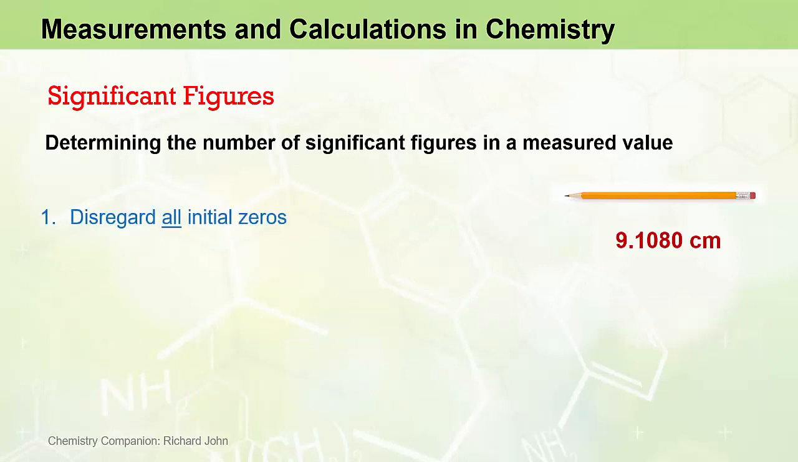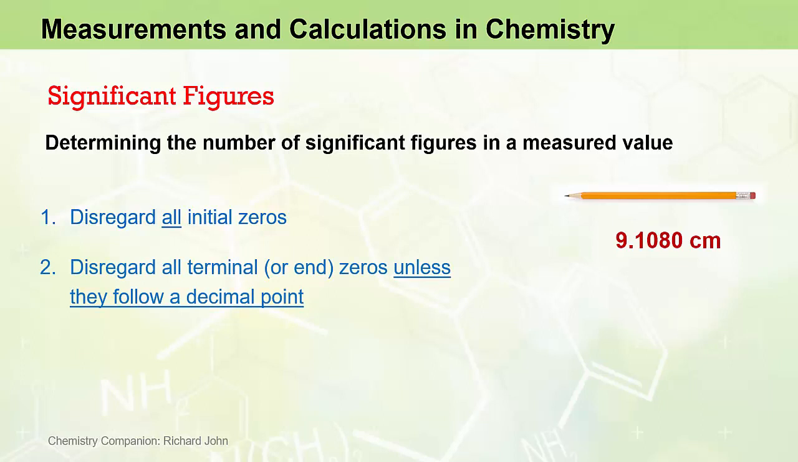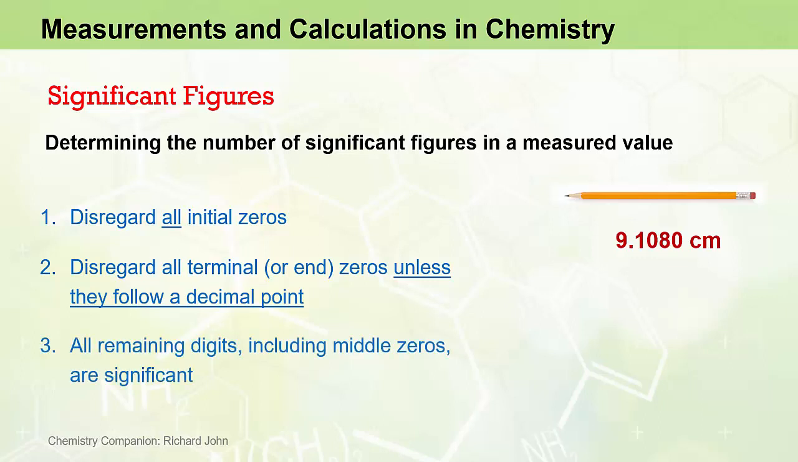simple rules. The first rule is to disregard all initial zeros in the magnitude of the measured quantity. Second, we're going to disregard all terminal or end zeros unless they follow a decimal point. Third, all remaining digits, including middle zeros, are significant. The measured value for this pencil on the right-hand side, therefore, has 5 significant figures in it, and in this particular case, all 5 digits are significant.